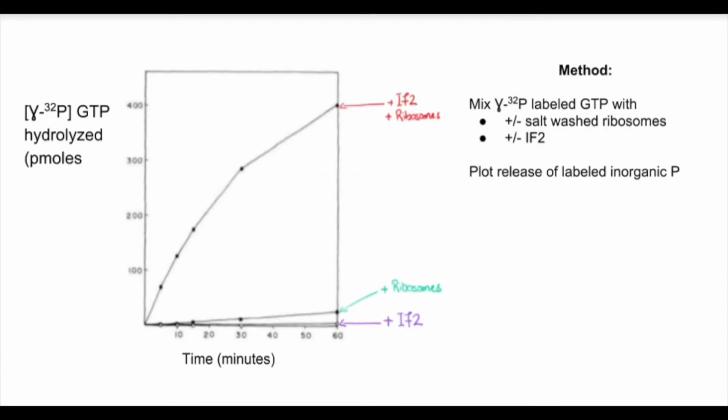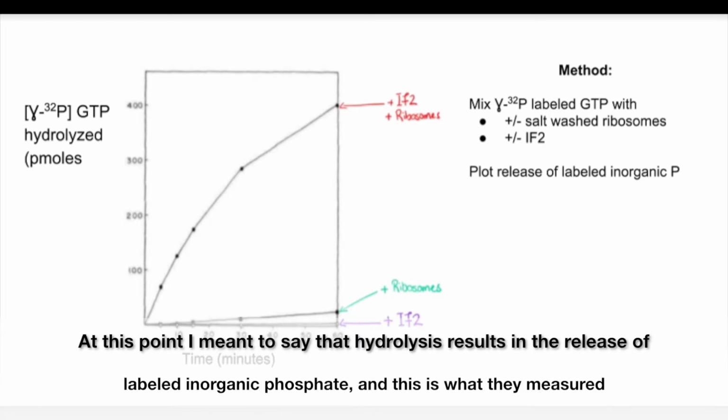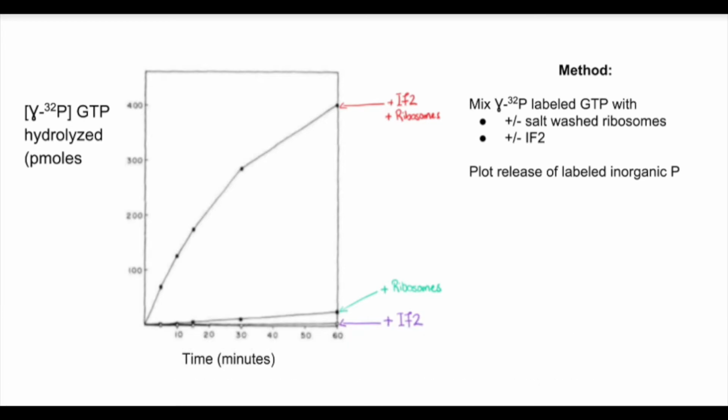Now that they knew IF2 brought in GTP to the ribosome and was the GTP binding protein, they could work on the fundamental question of whether or not GTP hydrolysis took place. To go about doing this, the experiment that they set up was fairly simple. The authors mixed 32P gamma-labeled GTP with either salt-washed ribosomes, IF2, or both, and decided to plot the release of the gamma-labeled inorganic phosphate if hydrolysis occurred. The reason why they use salt-washed ribosomes is because ribosomes usually have many proteins and factors associated with them, and salt wash helps get rid of these.